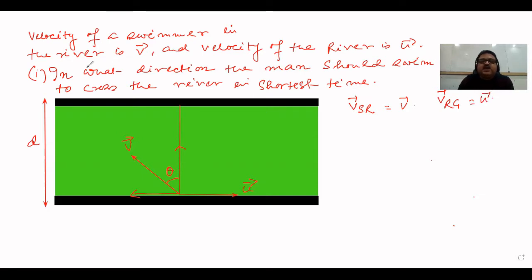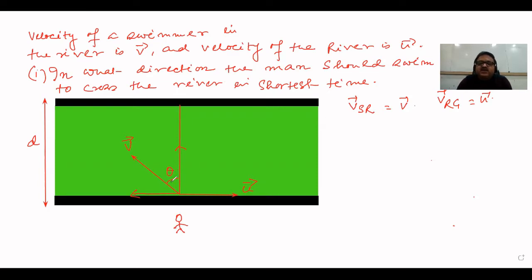Now, in what direction should the man swim to cross the river in the shortest time? So what is the method of solving this? Always fix an observer standing on the ground, who is watching everything. He is calculating time. So always try to find the velocity of the man or swimmer with respect to the ground.